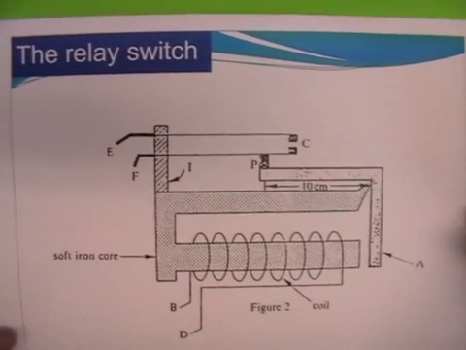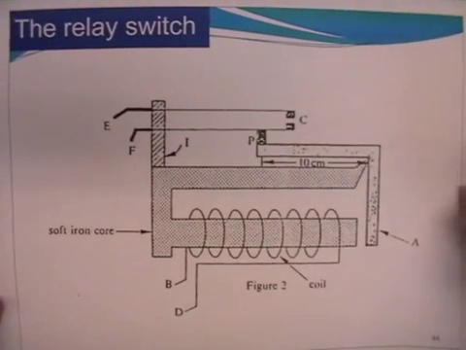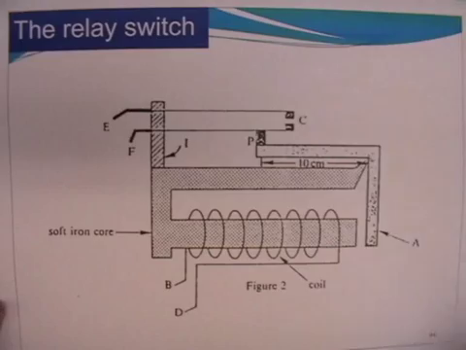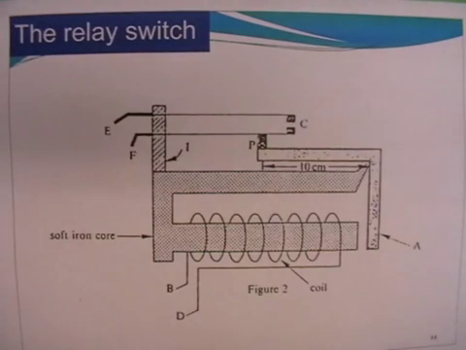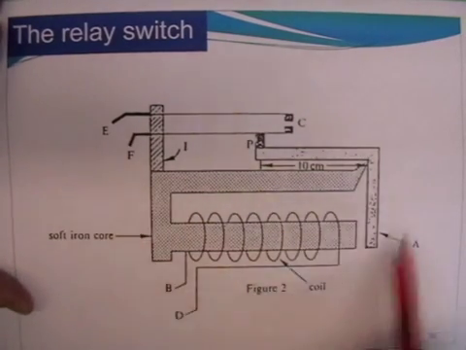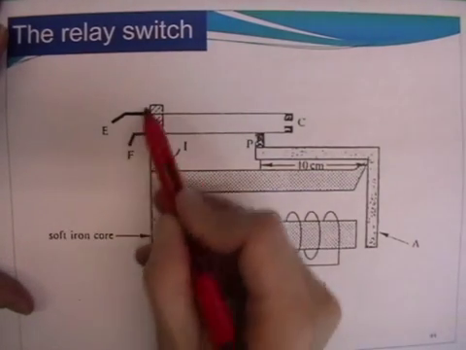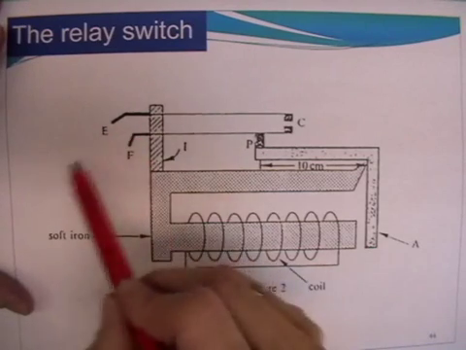And the second one that you really need to know is something called the relay switch. A relay switch is something which is used to switch on a circuit which uses a very large current. So this is a relay switch. And over here where E and F are, you would have another circuit.